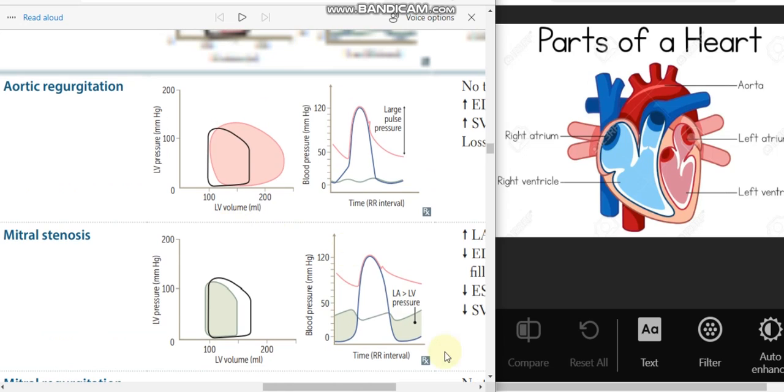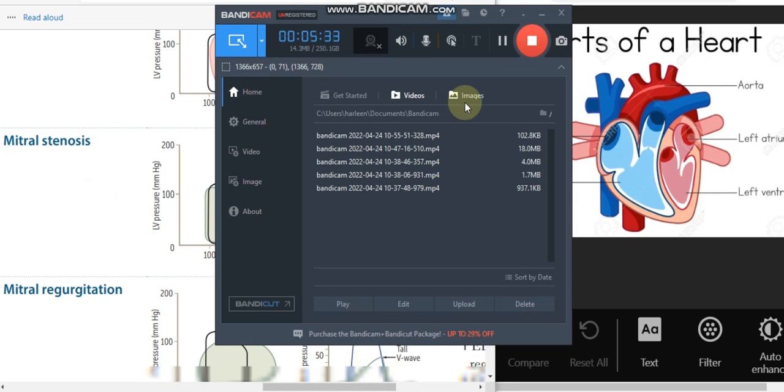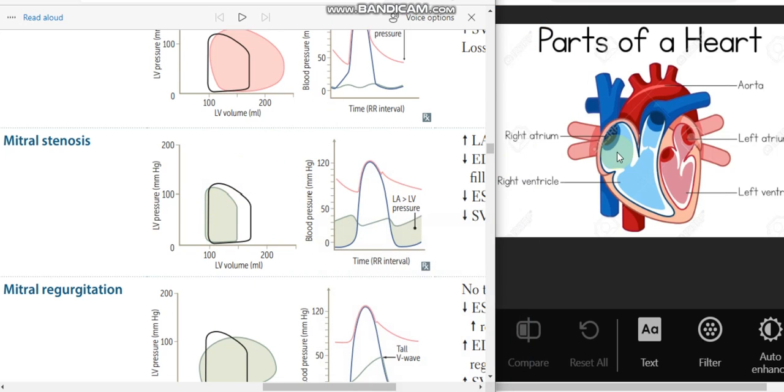Now we come to mitral stenosis. In mitral stenosis the blood does not efficiently come into the ventricle. So the volume in the ventricle reduces because the blood is not coming properly from the atria. We can see the volume is decreasing, and in the isovolumetric contraction phase, when the mitral valve needs to be closed, the volume is decreased, right?